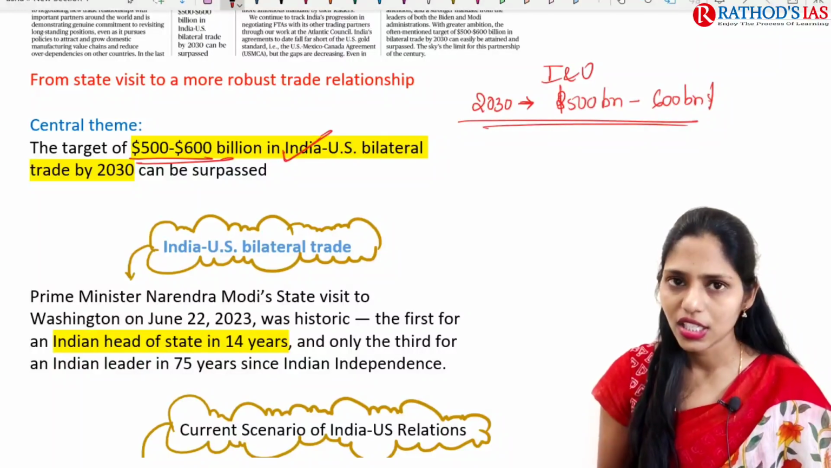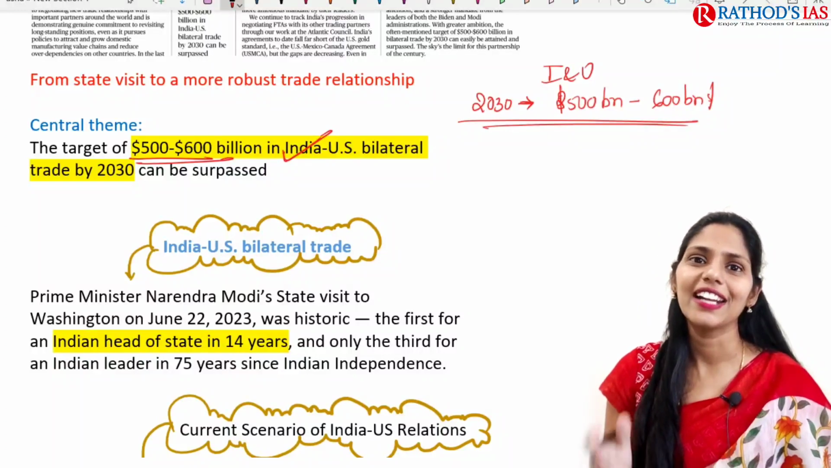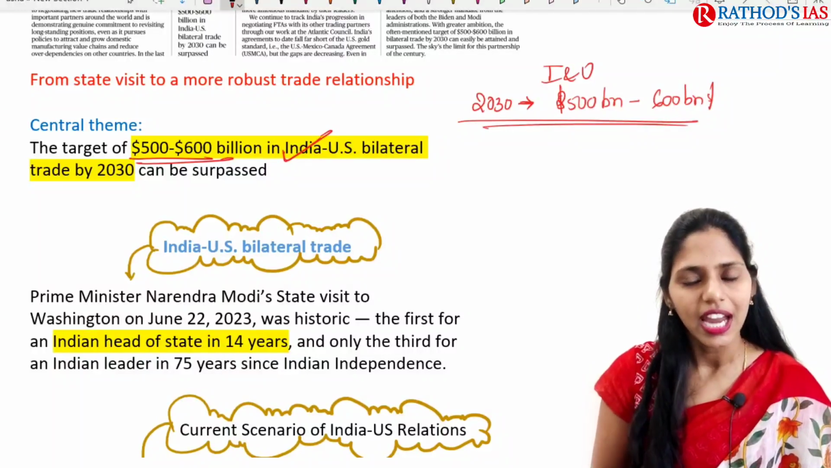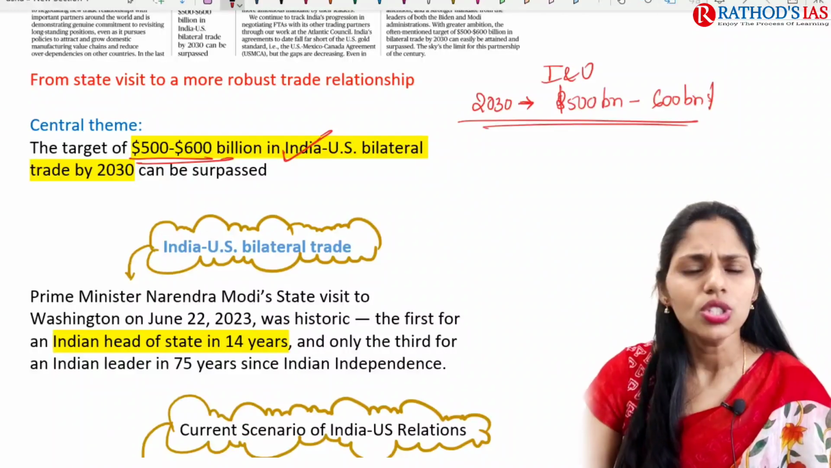So here, as a UPSC aspirant, you have to know some basic facts regarding India-US relations and where there is a difference between India and the US. So why is this news?